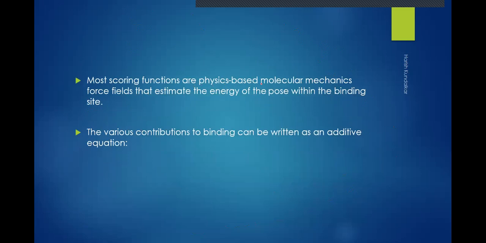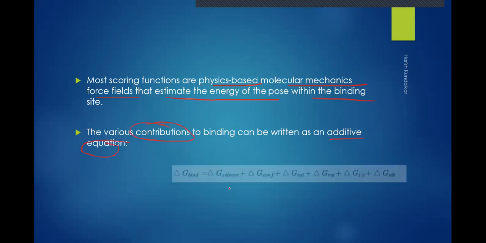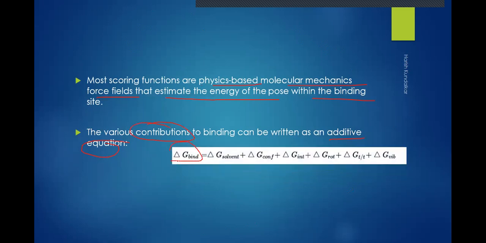Most of the scoring functions are physics based, molecular mechanics force field based, that estimate the energy of the pose within the binding site. And this is, for example, an additive equation, which talks about the various contributions to the binding. So, for instance, the entire energy for binding can be due to the Gibbs free energy due to the solvents getting disturbed, the enthalpy change and the entropy change in the solvents, then the conformations, the internal rotations, the single bond rotations, different types of rotations that are possible within the ligand with respect to the receptor.